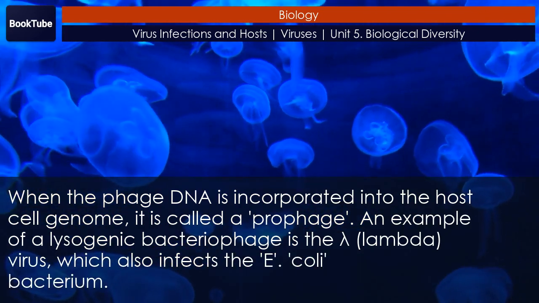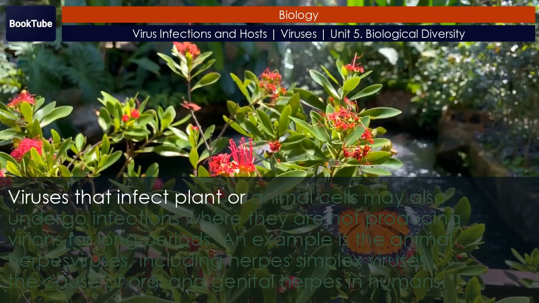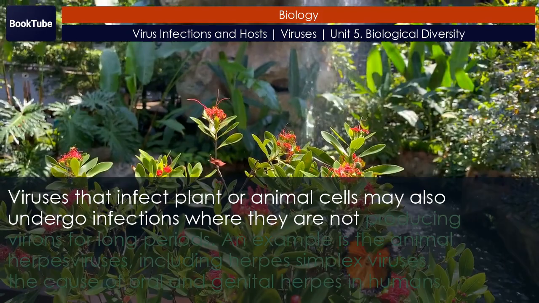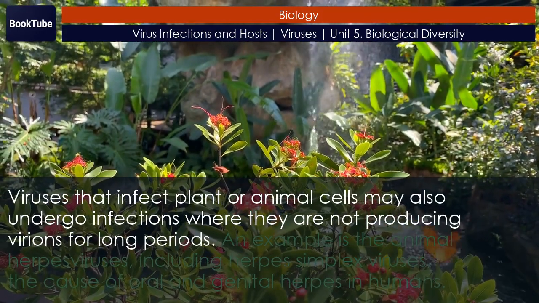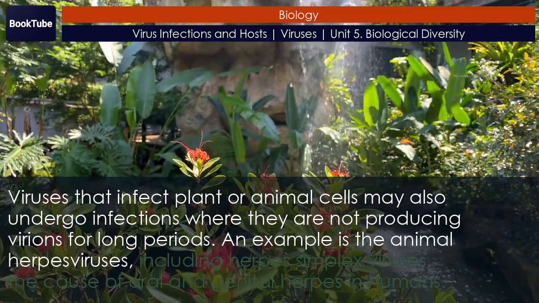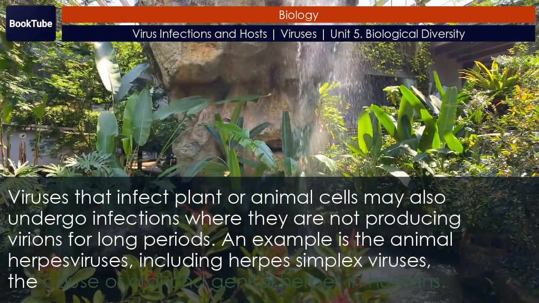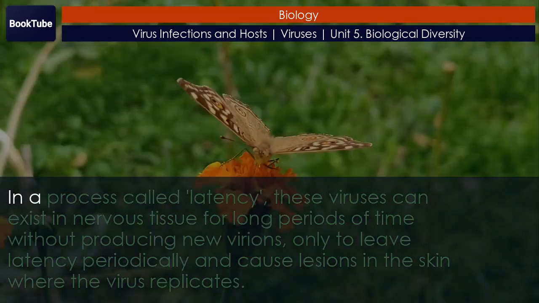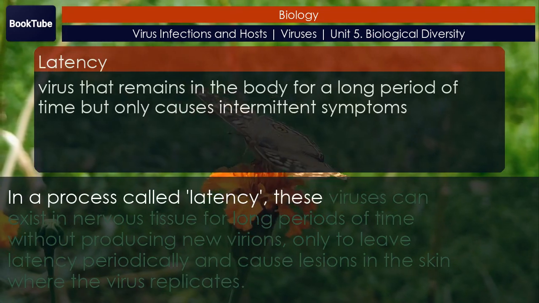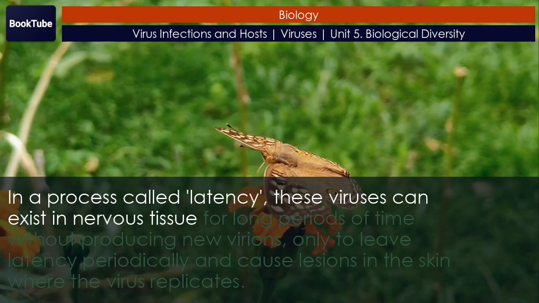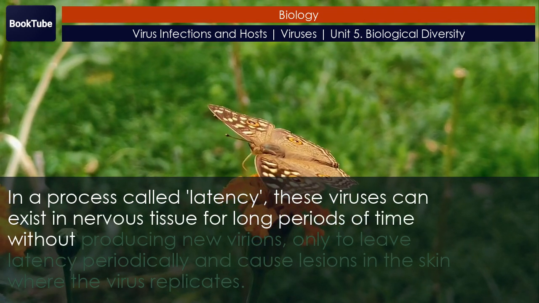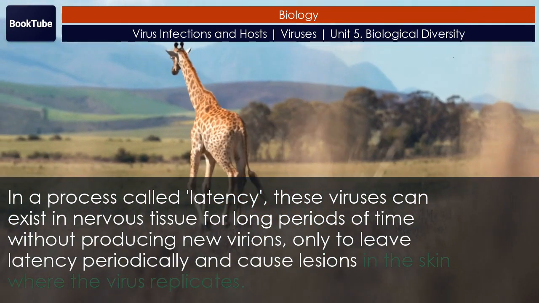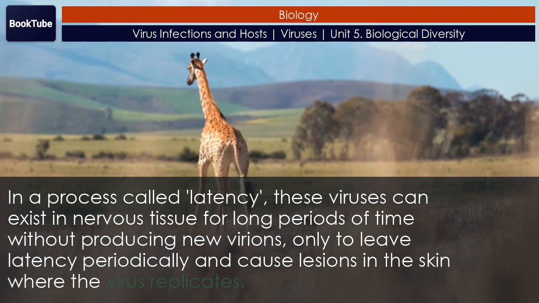coli bacterium. Viruses that infect plant or animal cells may also undergo infections where they are not producing virions for long periods. An example is the animal herpesviruses, including herpes simplex viruses, the cause of oral and genital herpes in humans, in a process called latency. These viruses can exist in nervous tissue for long periods of time without producing new virions, only to leave latency periodically and cause lesions in the skin where the virus replicates.